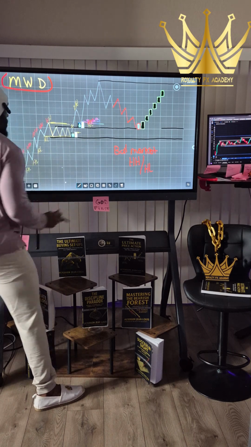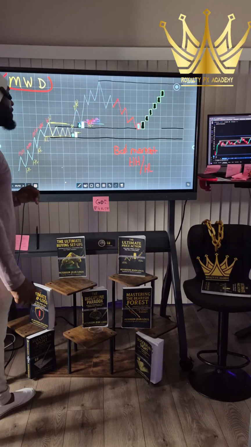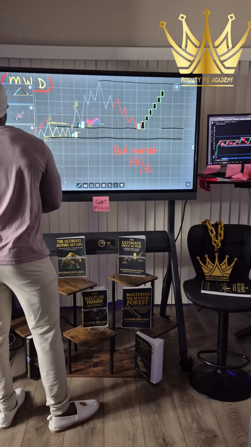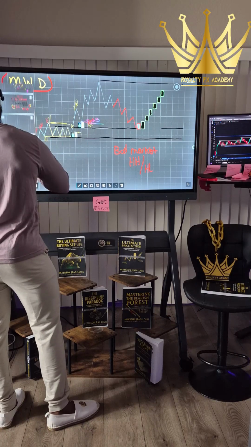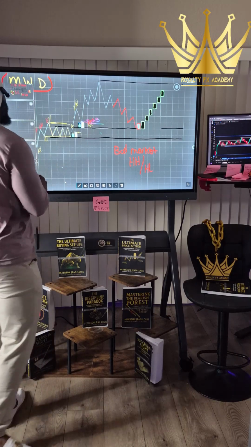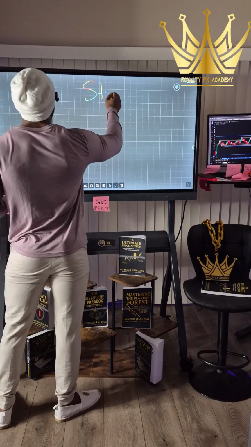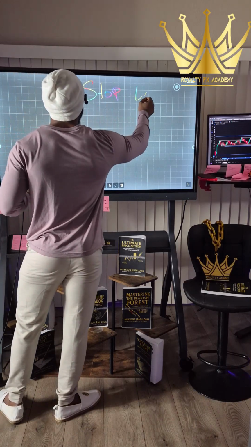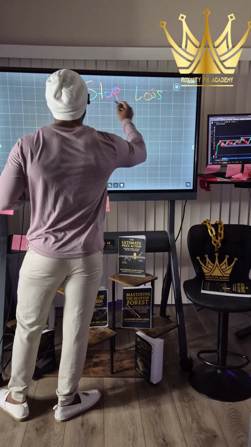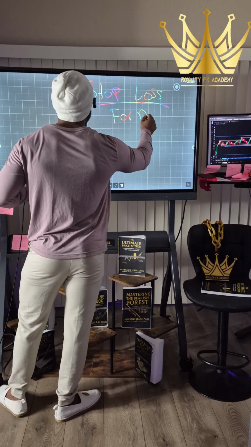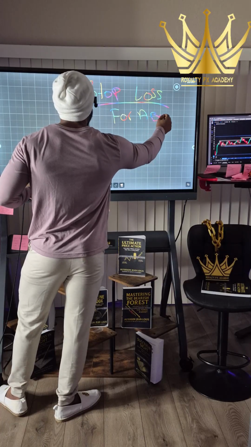Now, the most important part we're looking for, that's what we're going over today: stop loss. Now, we're going to go right back to this lesson real quick. When it comes to stop losses, for a buying market, let's just put for a buy.